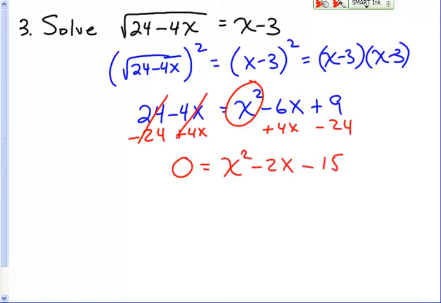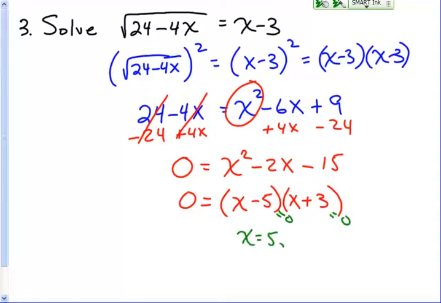And now we want to solve using, ideally, factoring. In this case, I need a pair of numbers that multiply to be -5 and add to be -2. That would be x minus 5 times x plus 3. And remember, when it's in factored form, we set each factor equal to 0, and we get x equals 5 and x equals negative 3.